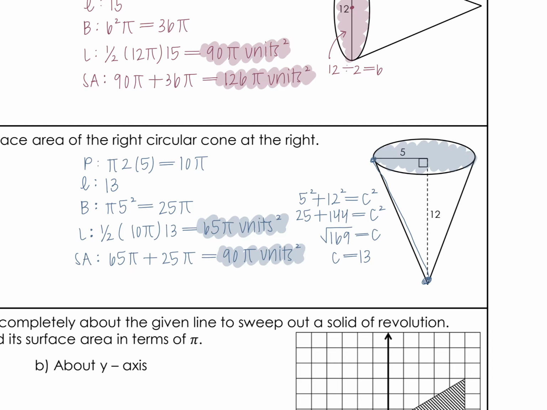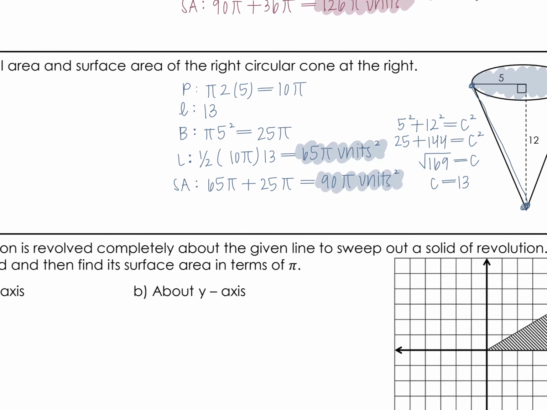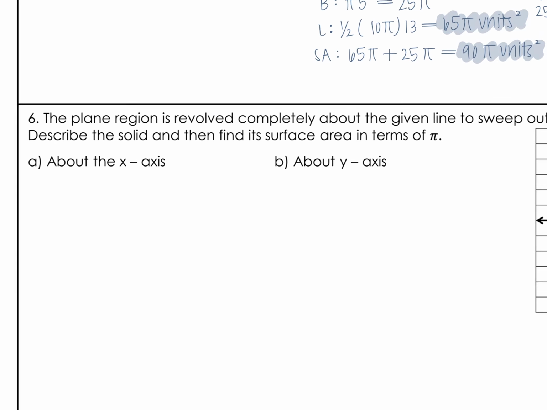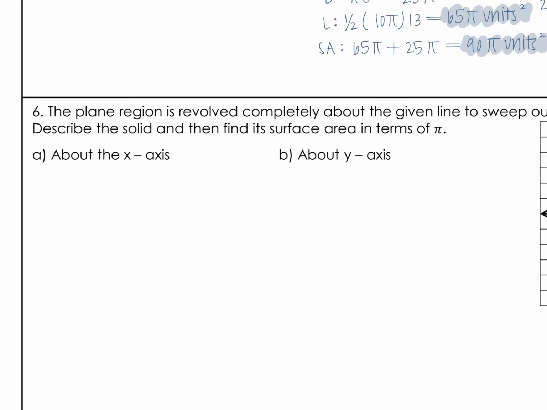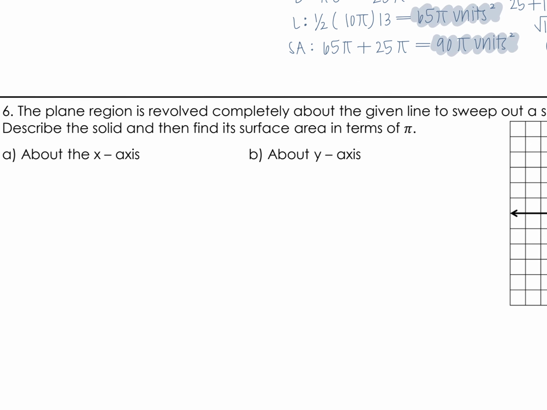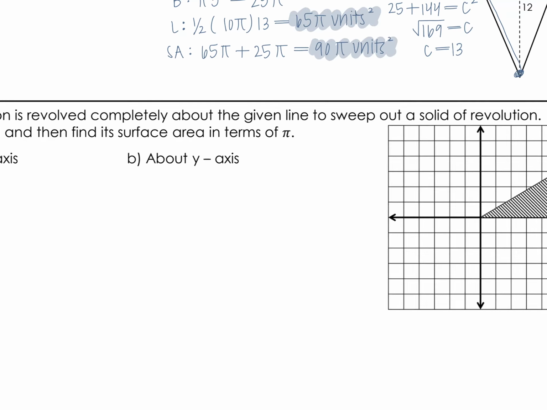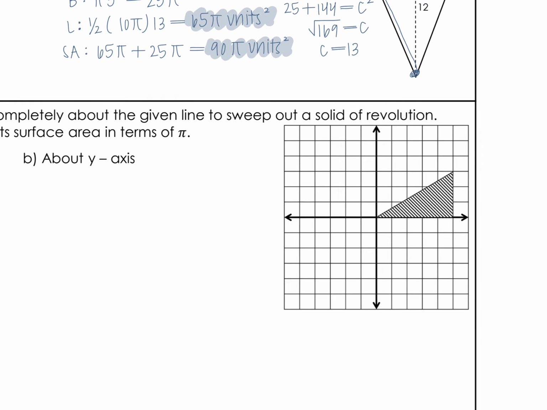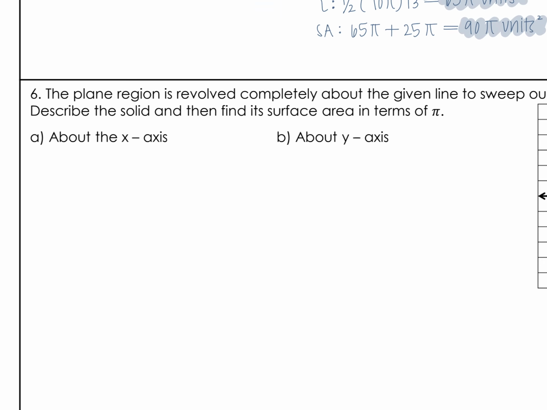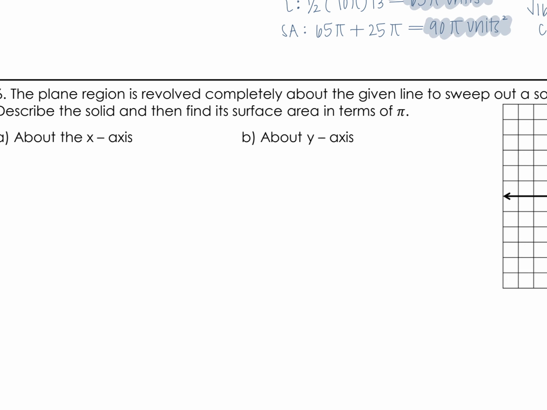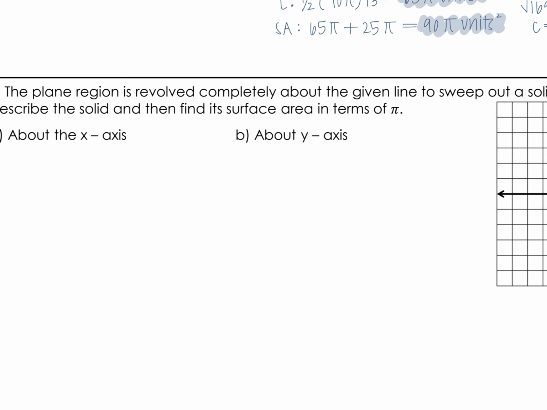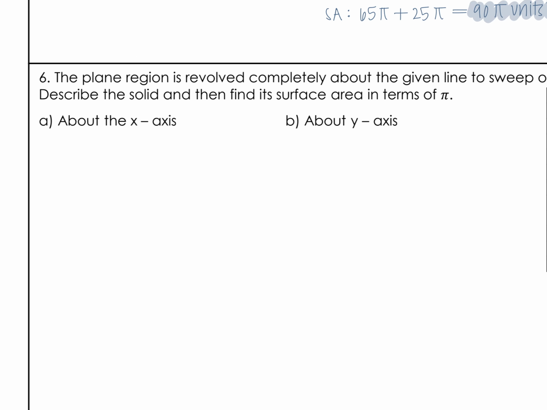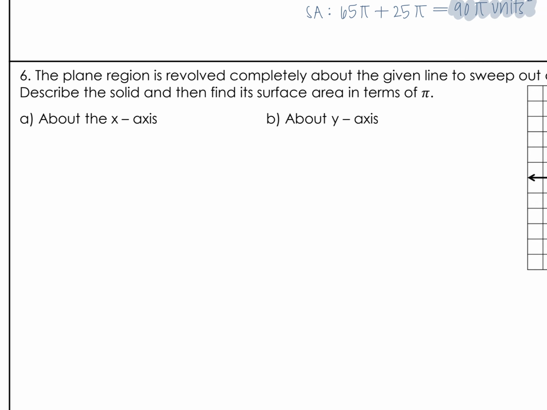All right, moving into the final problem for these notes. This one is going to be a two-parter. We have the plane region is revolved completely about the given line to sweep out a solid of revolution. Describe the solid, and then find its surface area in terms of pi. So we're going to start off easy with the about the x-axis.